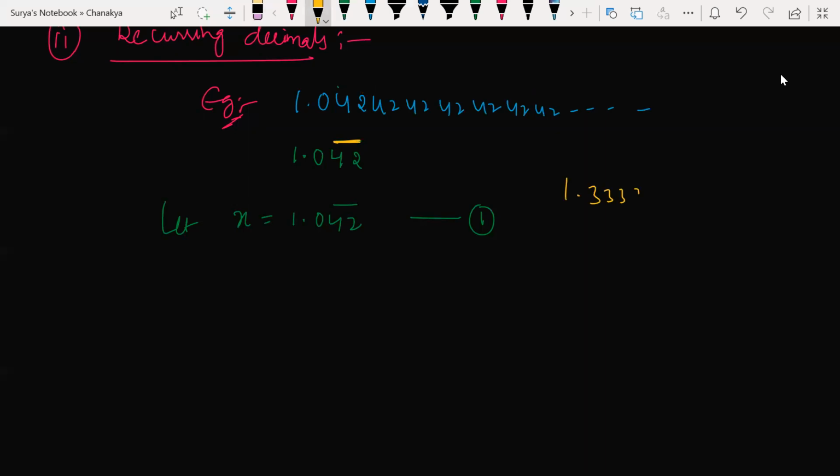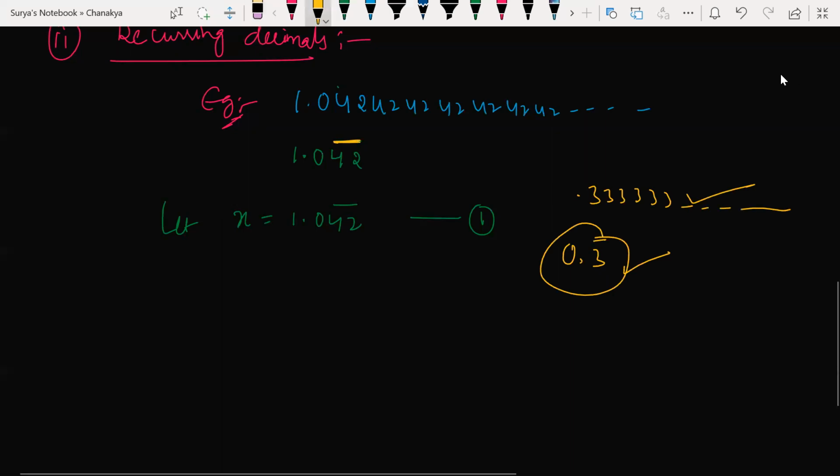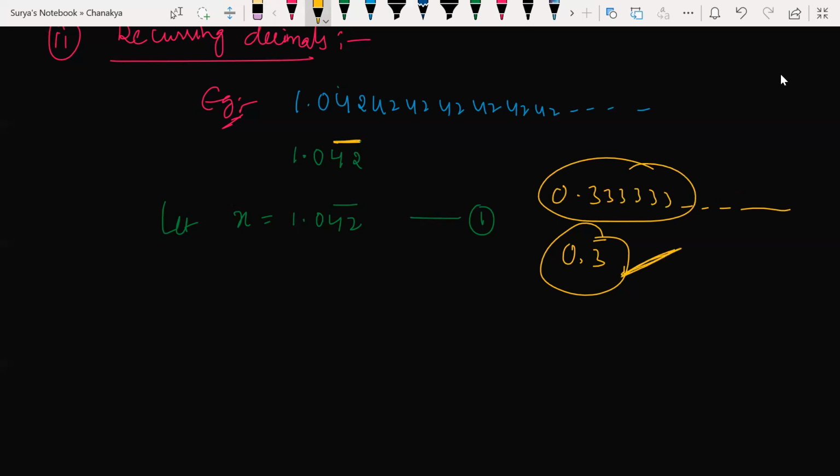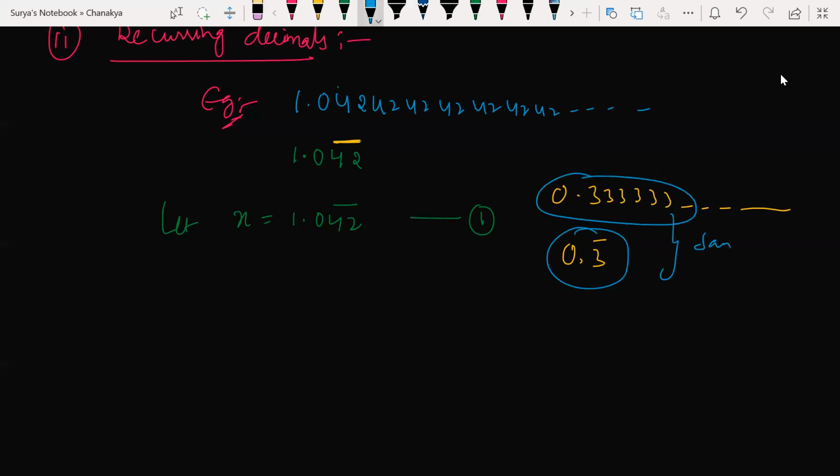For example, if I have 1.3333 or 0.33 something like this, I would have kept 0.3 bar, or 0.333333 bar. Like 0.33 approximate. Both are the same actually. So instead of writing like this, I simply write like this. Understood my point? Here also both are the same. Hope you got my point.